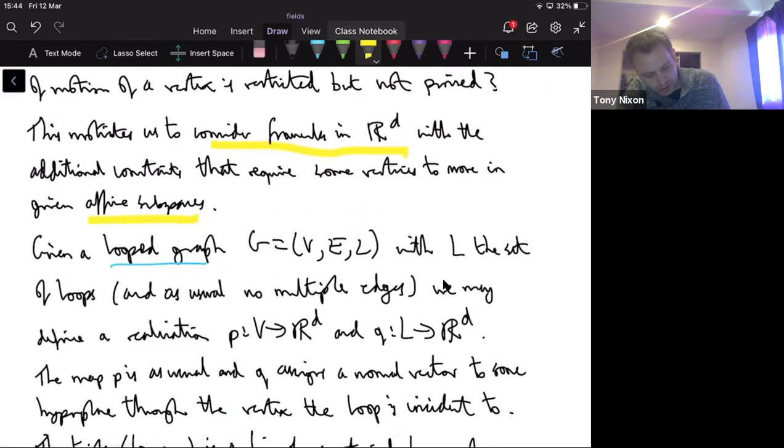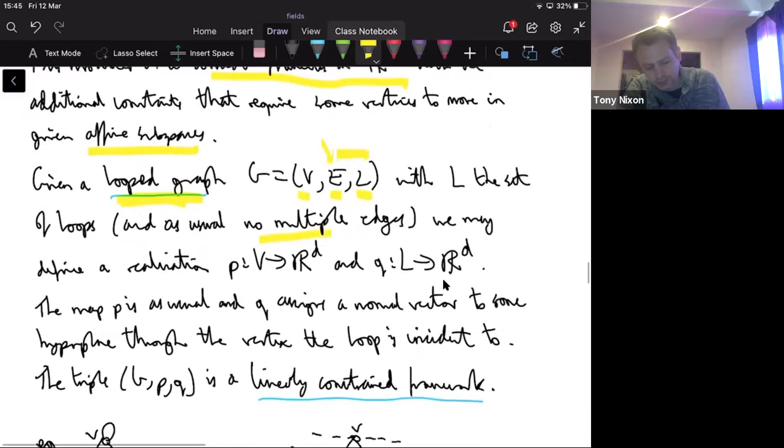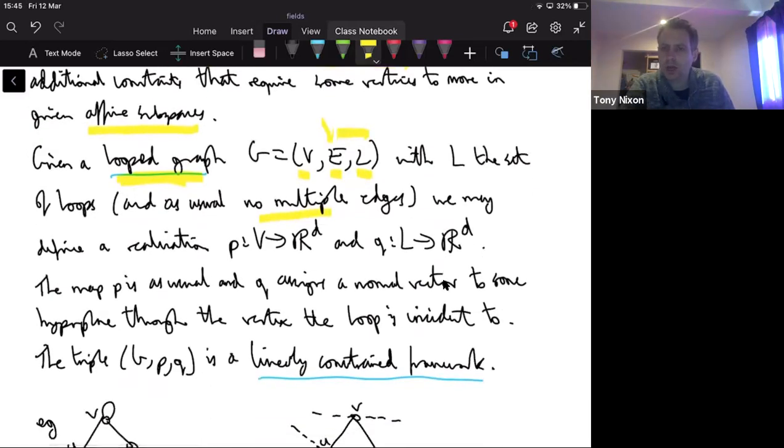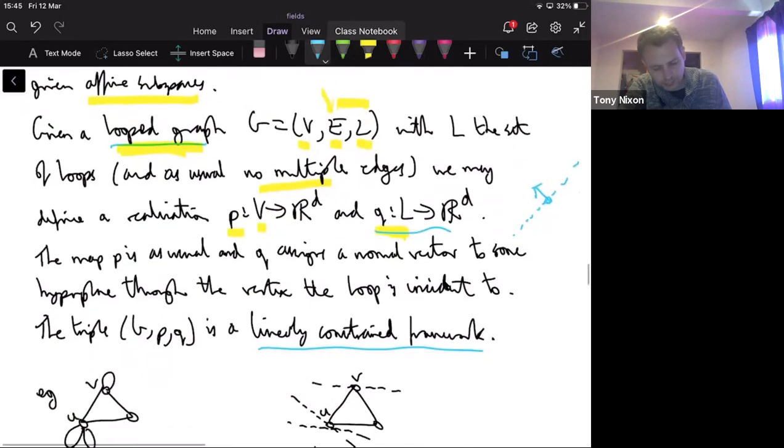The way I'm going to do this is by working with looped graphs instead of simple graphs. So we're going to have our usual vertex and edge sets in the graph. We're also going to have a set L of loops. I know loops could just be a type of edge, but I specifically want to separate out non-loop edges from the loop edges. But as usual, we're going to have no multiple edges. Now we're going to define our frameworks via 2 maps rather than 1. A map that assigns positions to the vertices and a map that assigns normal vectors to the loops. If there's a loop at a vertex, the map gives you a normal vector to some line, and the vertex is forced to lie on that line by this map Q. I mean in R^d, so instead of line, I should have said hyperplane.